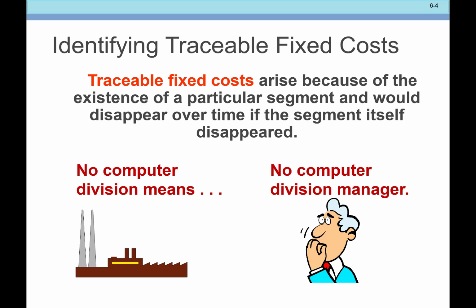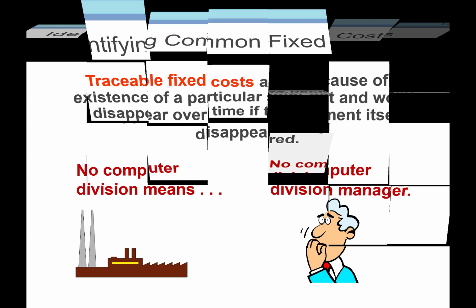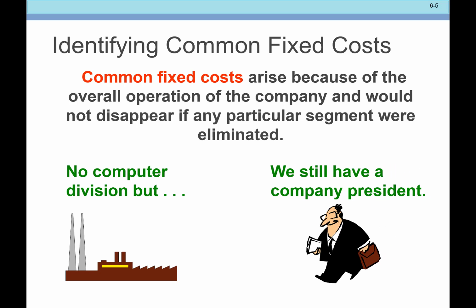There goes his job, there goes his salary, right? So his salary would be considered a traceable cost. A common cost, which is not traceable, might be the CEO's salary. What happens? If you get rid of the computer division, you still need this CEO, don't you?